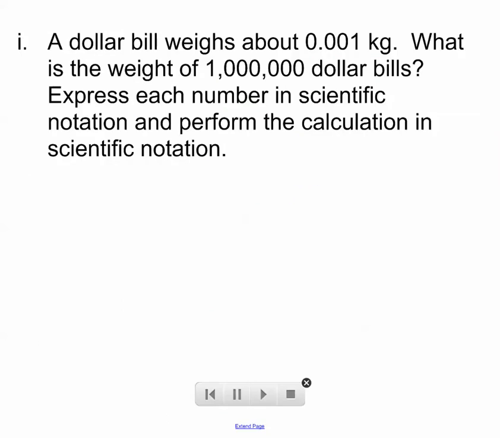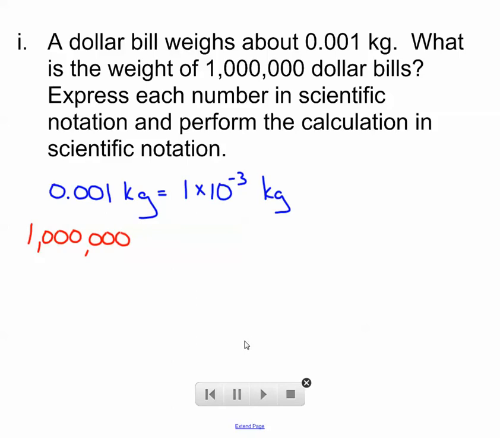A dollar bill weighs about 0.001 kilograms. What is the weight of 1 million bills? Express each number in scientific notation and perform the calculation in scientific notation. Okay, so 0.001 kilograms is 1 times 10 to the negative 3rd kilograms. And 1 million bills is 1 times 10 to the 6th.